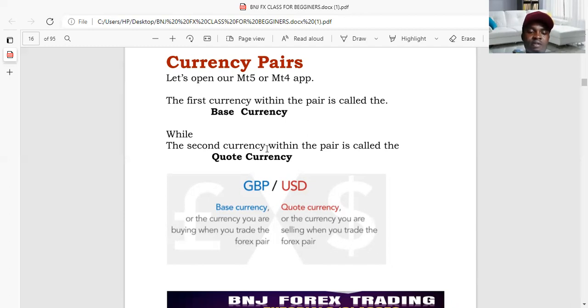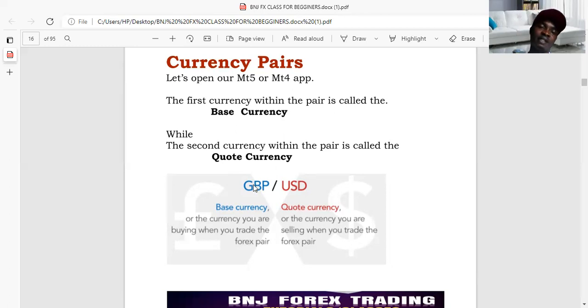To us. But what we're trying to say is that when you open your MT4 or MT5, depending on the broker you are using, you will see a pair of currencies in this form. Euro versus USD, USD versus Euro, JPY, and all that. So what we are trying to say in essence is that this first one here is called the base currency, while this USD is called the quote currency.